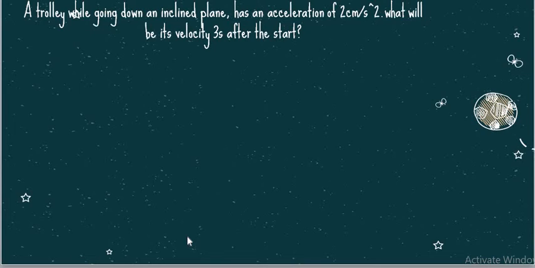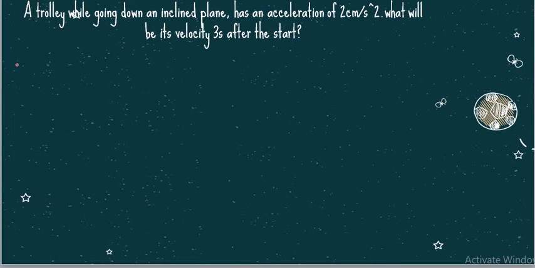Okay, what is the next question here? A trolley going down an inclined plane has an acceleration of 2 centimeter per second square. What will be its velocity 3 seconds after the start?